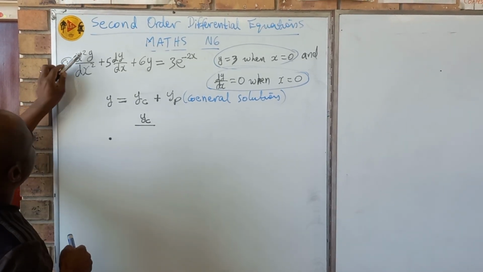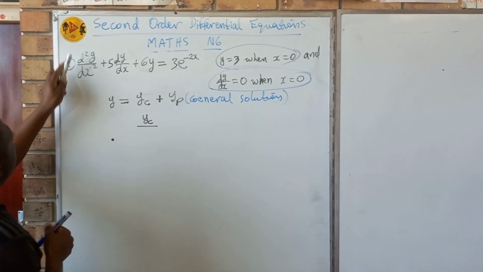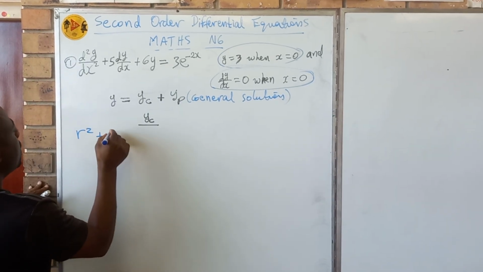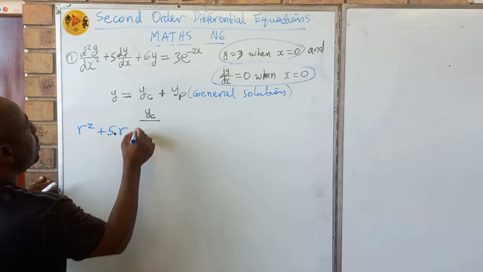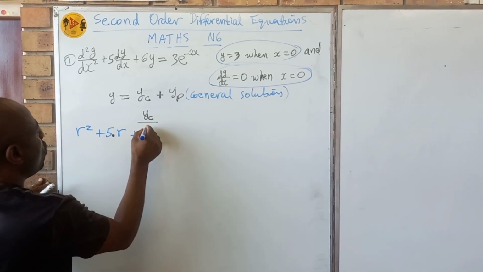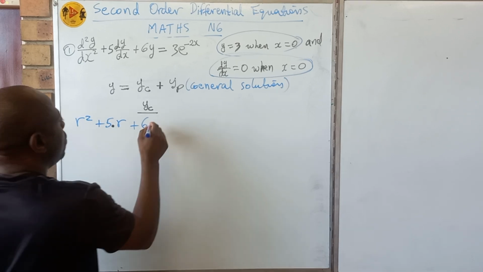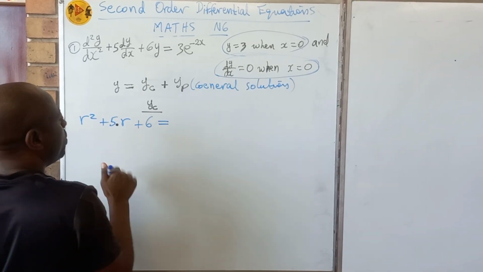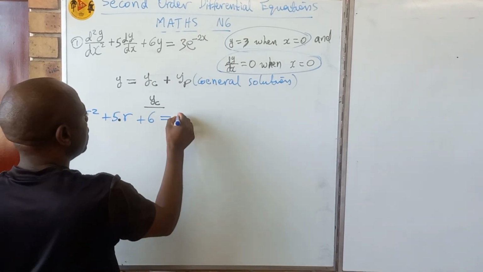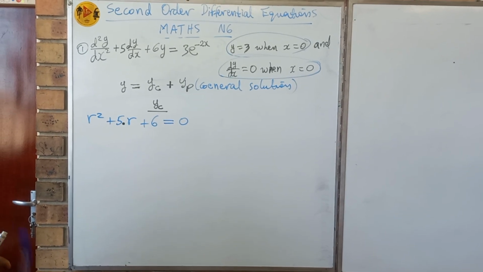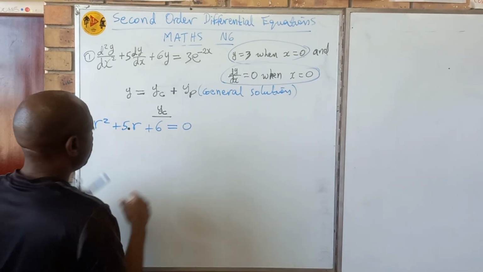So I will use that to create a quadratic. Second derivative will be called r squared. First derivative will be r. My y will be 1, so that 6 times 1 is a 6. Don't make a mistake to call it 61, please. Then the right hand side, it's always a 0. So that's my quadratic.